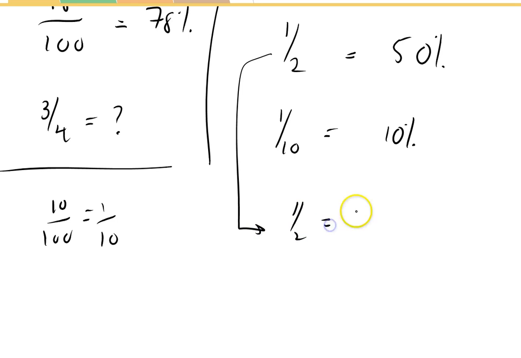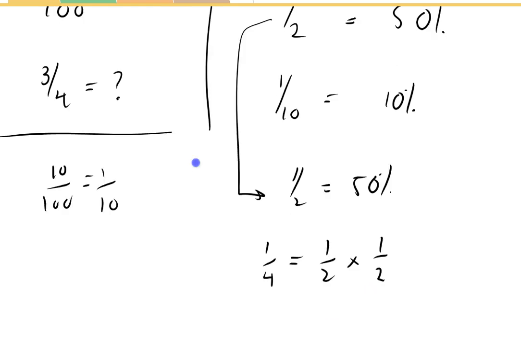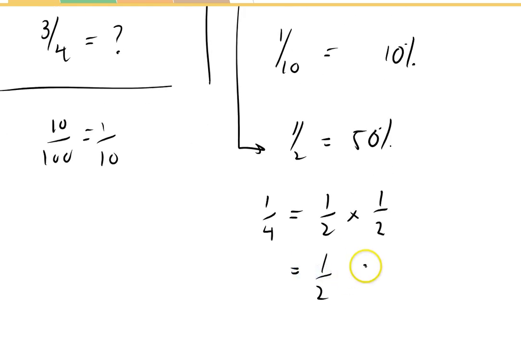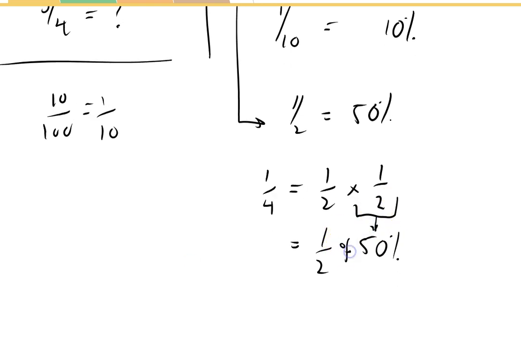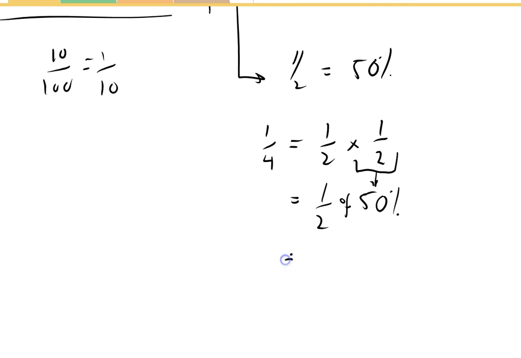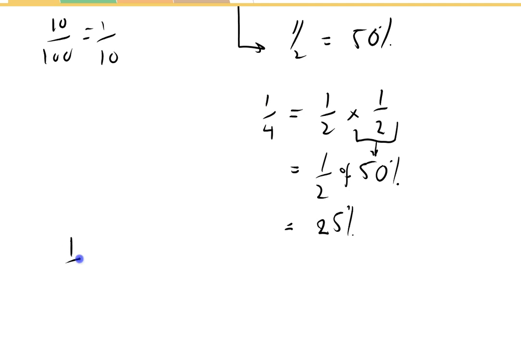We know that a half equals 50%. So a quarter, which equals a half times a half, equals a half of 50%. See, I'm just rewriting one of those halves. Half means times a half. So half of 50% is just 25%. Right, so look, we've got half equals 50%, and now we know from this line of reasoning that a quarter equals 25%. And that makes sense, because that's half of that and that's half of that.